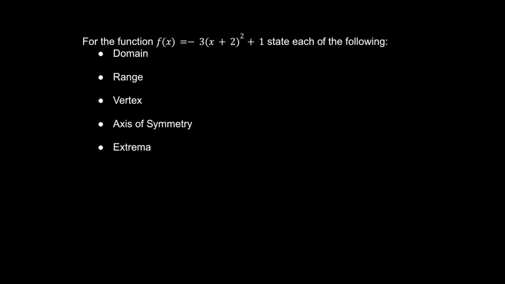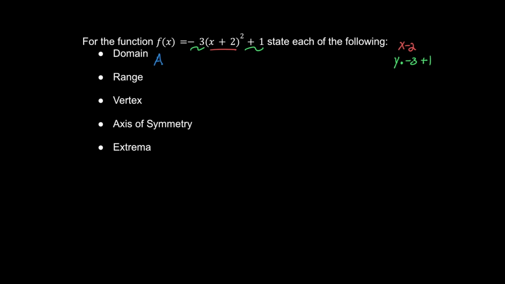First of all, I'm going to figure out my transformations. So inside affects the x values in the opposite way. So I have x plus 2, which means what we're really going to do is x minus 2. Outside affects y in the same way, so we have multiplication by negative 3 and adding 1. So we're going to multiply y values by negative 3, then add 1.